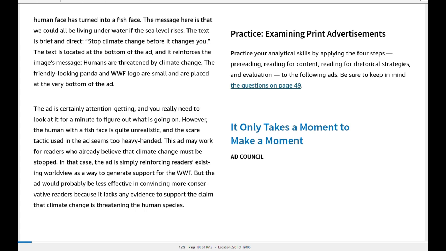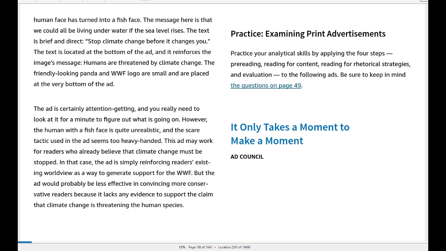The ad is certainly attention-getting, and you really need to look at it for a minute to figure out what is going on. However, the human with the fish face is quite unrealistic, and the scare tactic used in the ad seems too heavy-handed. This ad may work for readers who already believe that climate change must be stopped. In that case, the ad is simply reinforcing readers' existing worldview as a way to generate support for the WWF. But the ad would probably be less effective in convincing more conservative readers because it lacks any evidence to support the claim that climate change is threatening the human species.